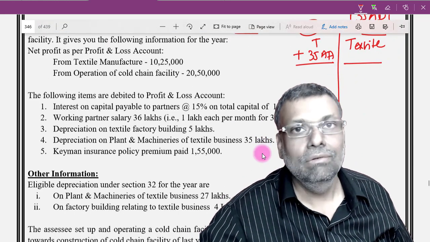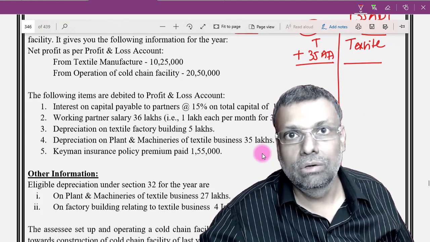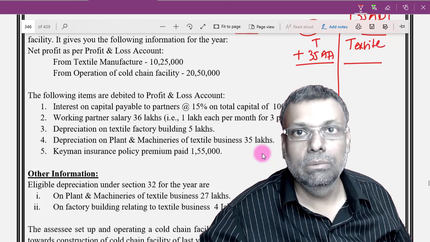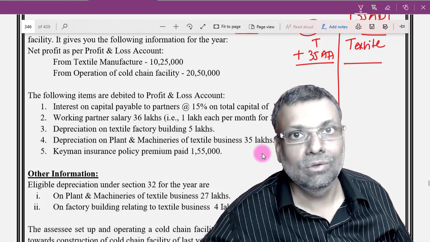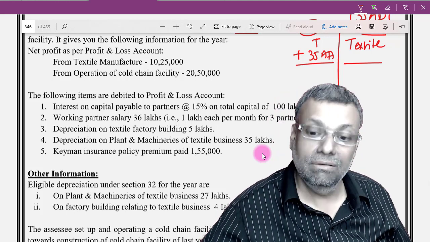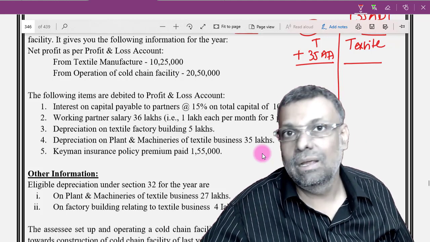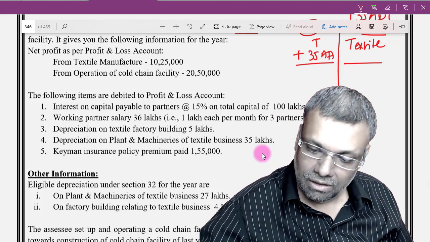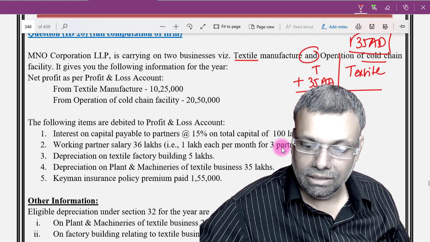Because see, section 40B adjustment, I cannot do it with respect to every business like that, because this is an aggregate limit, an overall limit for all the partners for the entire year taken together. So 40B calculations are to be done on a totality basis only. It cannot be done with respect to an individual business. Okay, 40B remuneration. Interest, again, I may think a little bit differently, but with double mind, I will do that. So first of all, I will get the total income including textile and 35 AD.